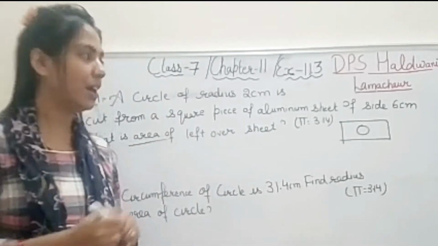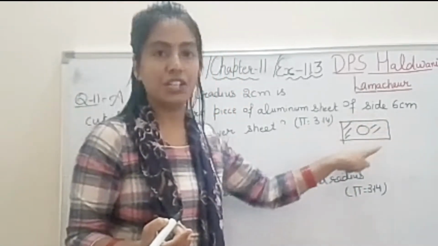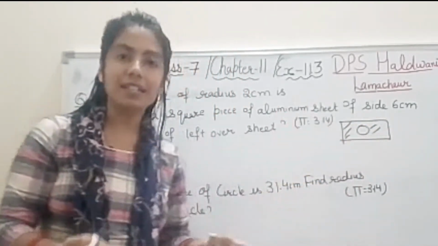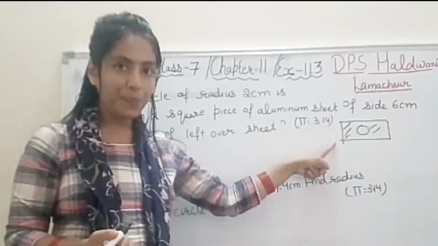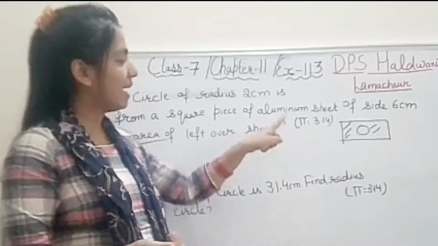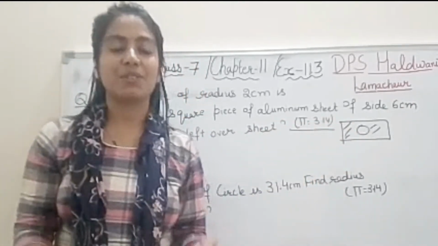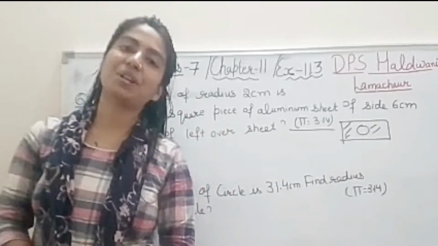Again, very simple. How will you find out the area of the leftover? Area of this sheet minus area of this circle. And the area of a square, you know, is side times side, and the area of a circle is pi r square. So our pi value is also given to you. You will use 3.14. So it is the same question as we have done in question number 10.